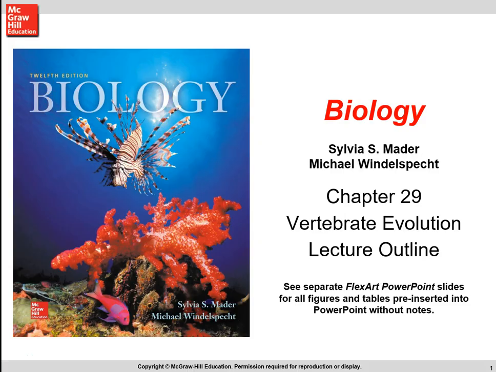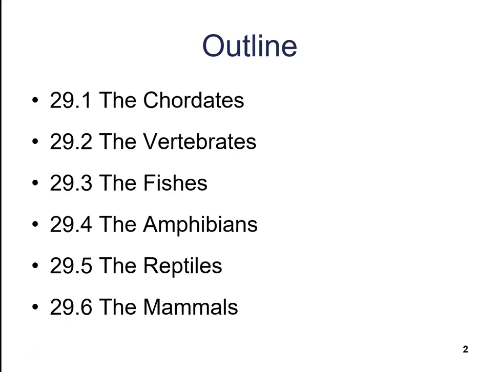Okay, this is our lecture on vertebrate evolution. This is chapter 29. So just for the outline of the chapter, we'll first talk about the chordates in general. So all vertebrates are chordates. However, there are also a couple of non-vertebrate chordates. So we have to talk about those guys first.